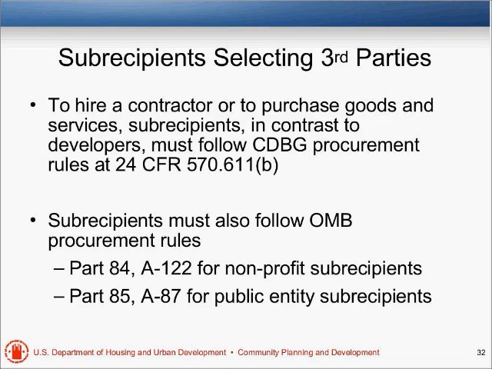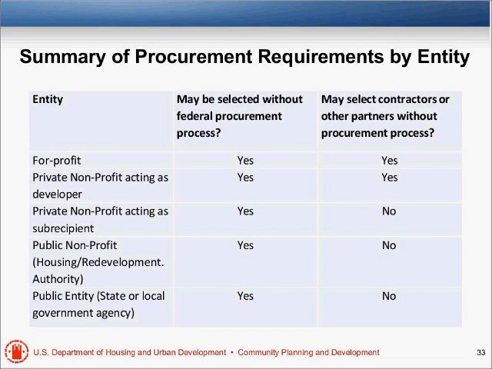All right, and back to our handy chart. So procurement requirements by entity. If you're a for-profit, you can be selected without a federal procurement process, and you can select your contractors or other partners without a procurement process, remembering what we said previously about cost reasonableness, and quotes may be one way to prove cost reasonableness. Not the only one, but one common way.